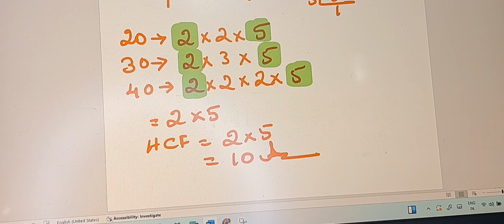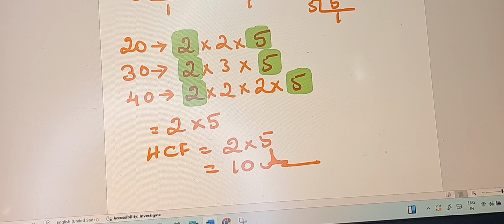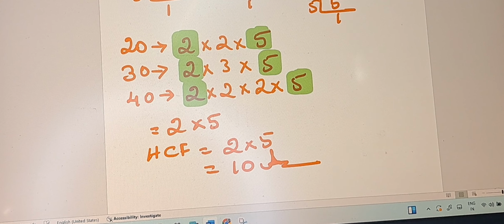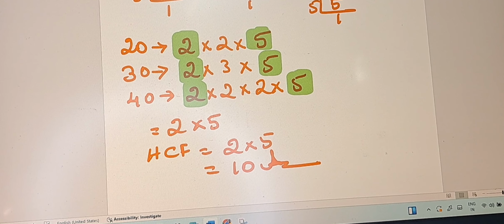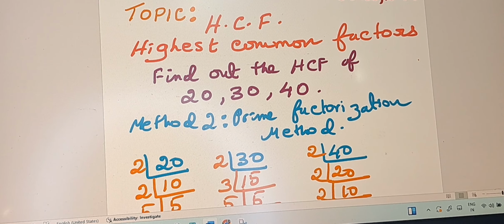So in method 1 also we got 10. In method 2 also we got 10. So this shows the method can be different but the answer remains the same. Again I am repeating, the method can be different, the answer remains the same.